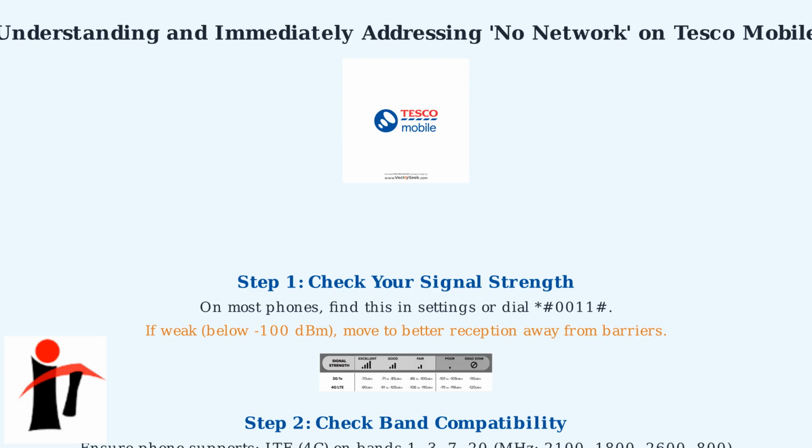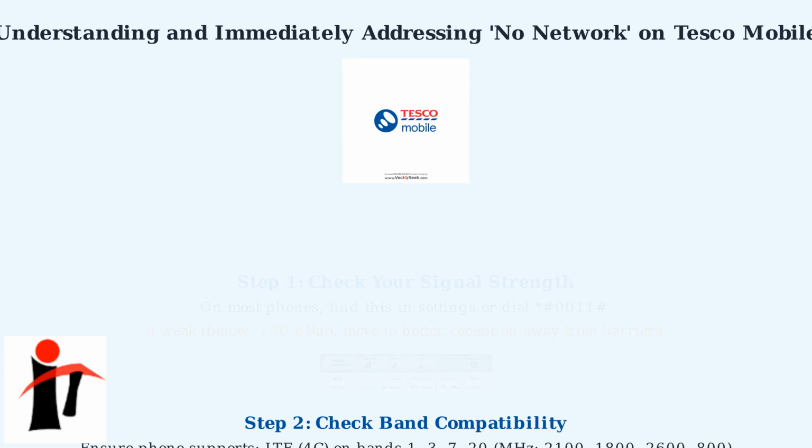Next, ensure your phone supports Tesco Mobile's bands: LTE, 4G on 1 2100 MHz, 3 1800 MHz, 7 2600 MHz, 20 800 MHz, and 5G on 1 378 and 78 3500 MHz. Use the Tesco Mobile Coverage Checker app to confirm compatibility and coverage in your area.